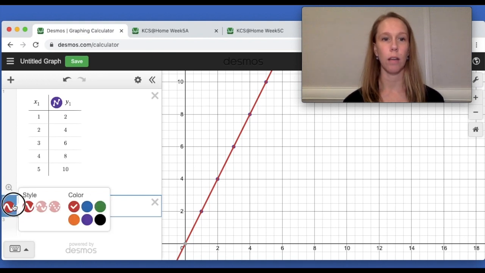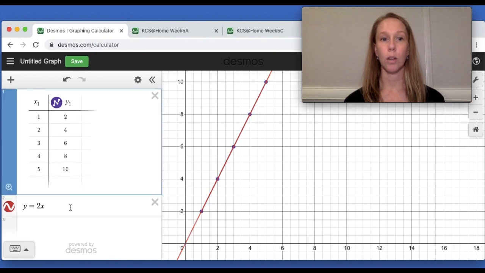Again, I can click on that, change the color, make it dotted or dashed, and you can see it's right on top of the table because they are equivalent. So I can add an equation here.